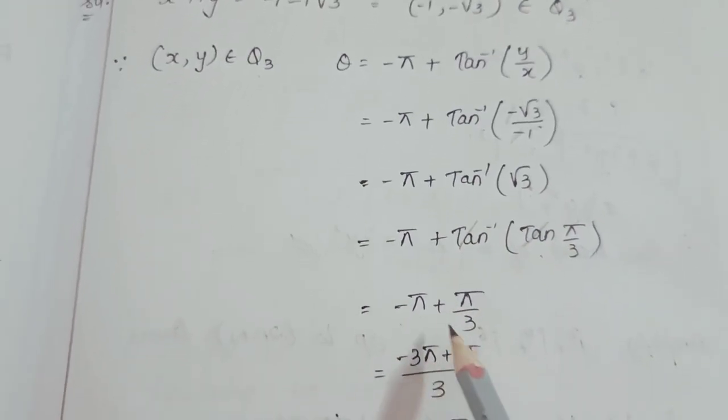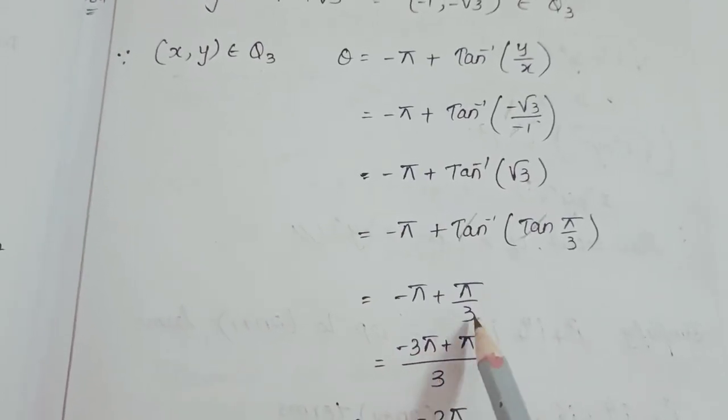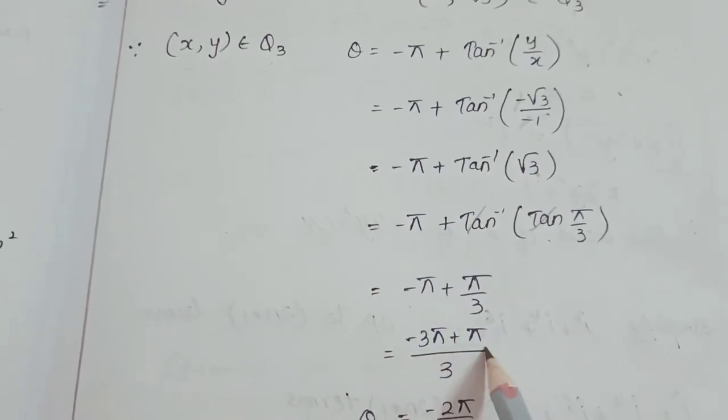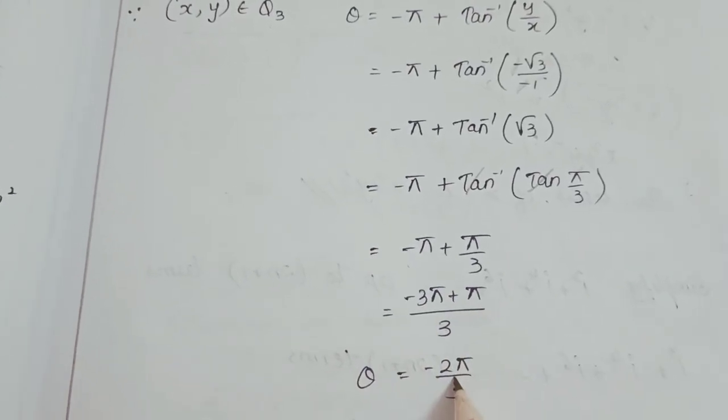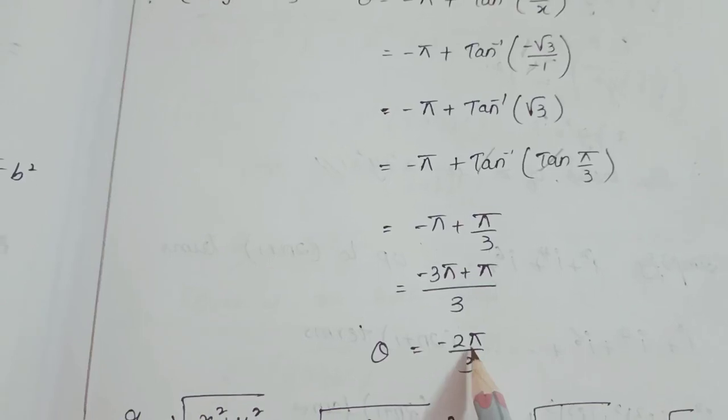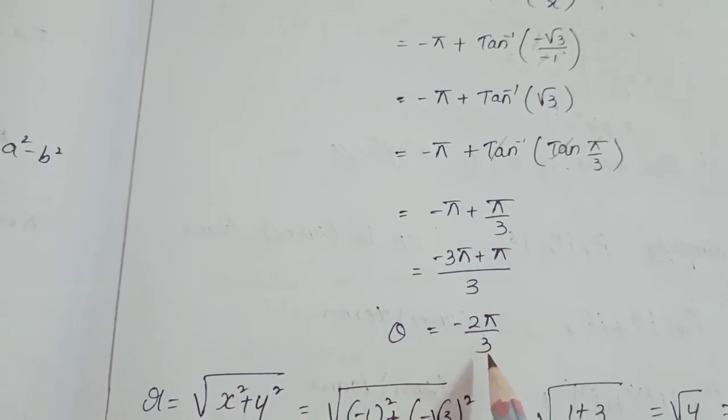Minus pi plus pi by 3. Take the LCM, which is 3, so multiply by 3 here: minus 3 pi plus pi by 3. Minus 3 pi plus pi is minus 2 pi, so minus 3 plus 1 is minus 2 pi by 3. So theta is equal to minus 2 pi by 3.